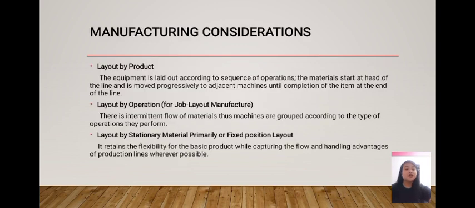Next are manufacturing considerations. To obtain an overall view of manufacturing considerations in plant design, production processes can be grouped into three general classifications. The first is layout by product. The equipment is laid out according to the sequence of operations. The materials start at the head of the line and are moved progressively to adjacent machines until completion of the item at the end of the line.